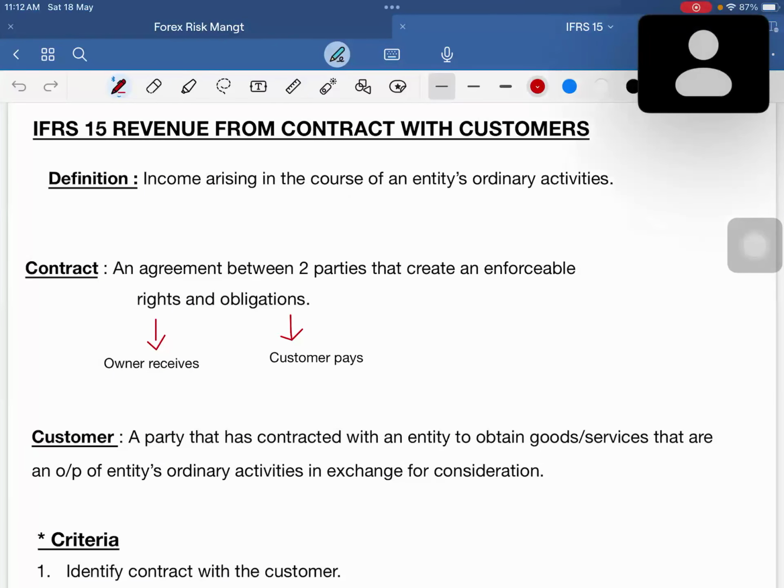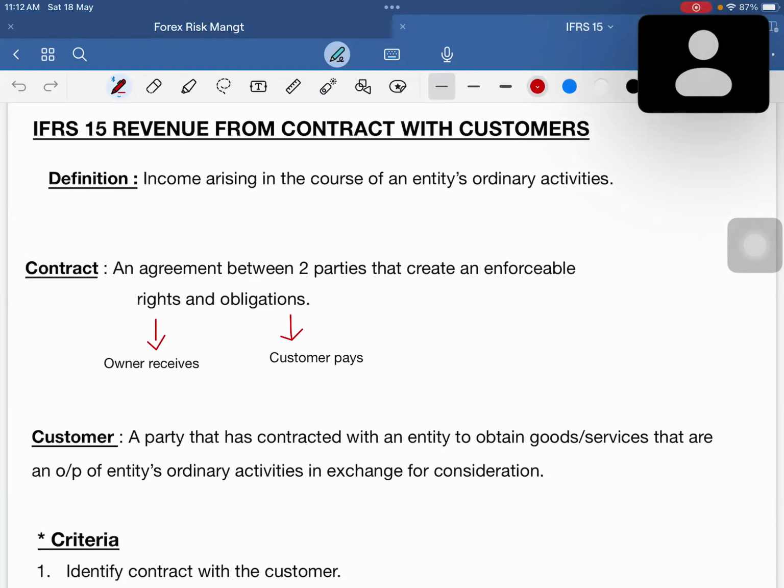I'll just give a quick recap. We have just started the standard. IFRS 15 is something that is mostly asked about in interviews, and it is a main standard which covers everything that a business deals with. It mainly deals with the income that the business raises while conducting its normal course of activities.